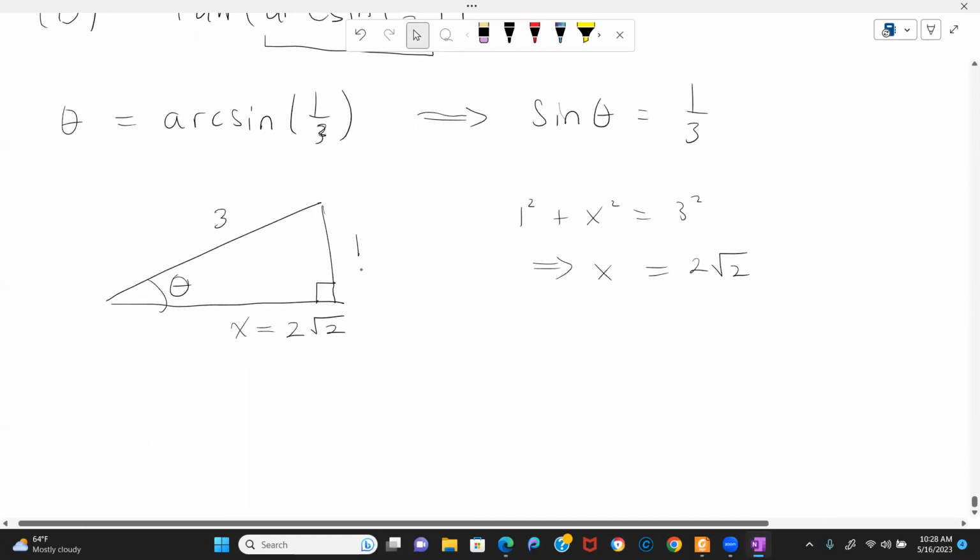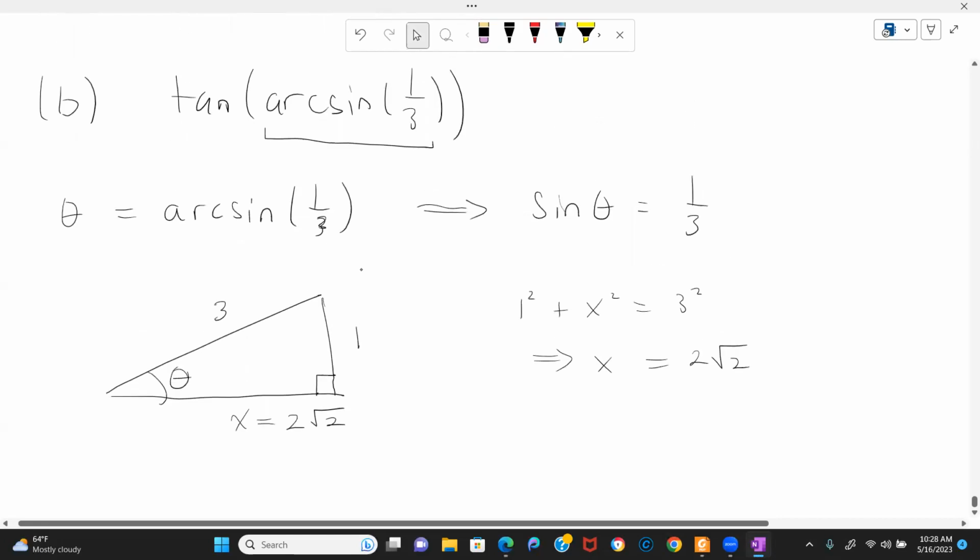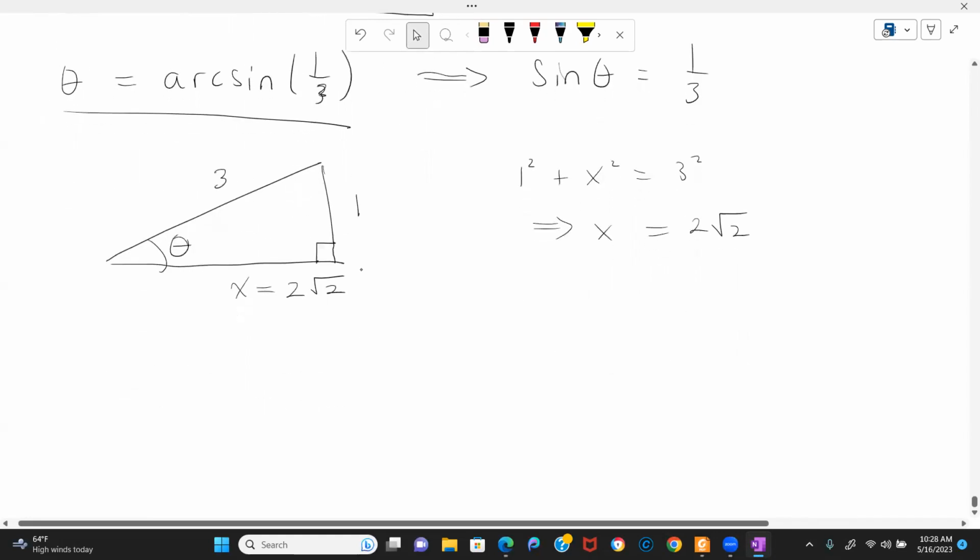Now what we want to know is what is tan of arc sine of 1/3? Well, it's going to be this theta. So tan of arc sine of 1/3, which we're calling theta, is tan of theta. What is tan of theta in this triangle? It's the opposite divided by the adjacent. So it's going to be 1 over 2 root 2. So that's how you solve that.